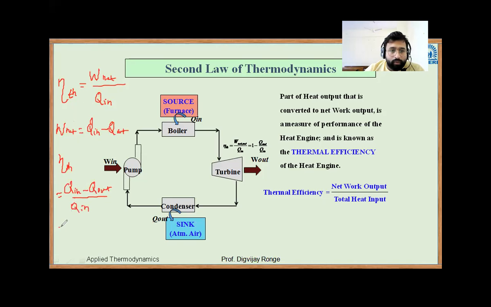So this can be written as, I hope you know how to write this, Q in divided by Q in minus Q out divided by Q in, and this can be reduced to 1 minus Q out divided by Q in. This formula is applicable to all heat engines. You can apply this formula for the IC engine also. You can apply this formula for the steam power plant also. So everywhere you can apply this formula of thermal efficiency. So write down ηth is equal to W net upon Q in, or 1 minus Q out divided by Q in.